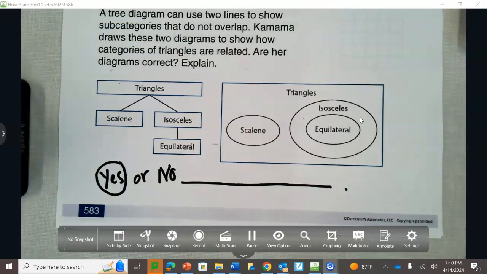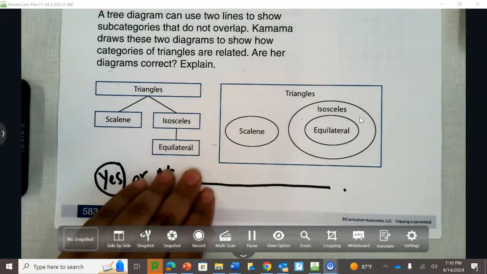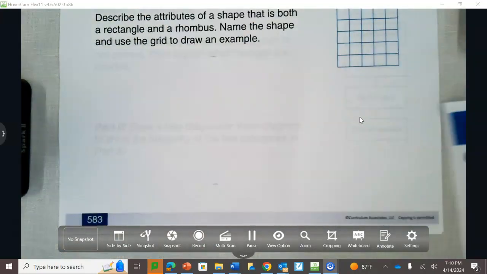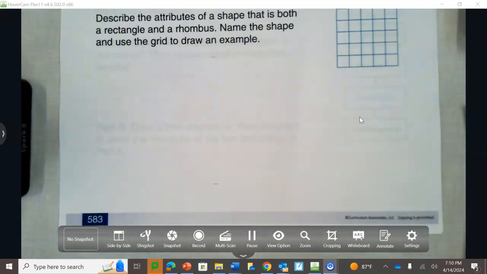I'll go ahead and read what it says for the response. It says equilateral triangles are a subcategory of isosceles triangles because they have at least 2 sides of equal length. Scalene triangles have all sides of different lengths, so they cannot be isosceles or equilateral. Both diagrams show these relationships. All right, we're going to go ahead and move on to number 3.